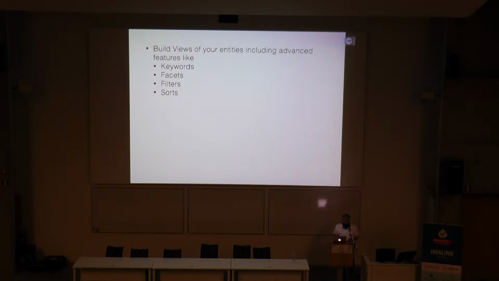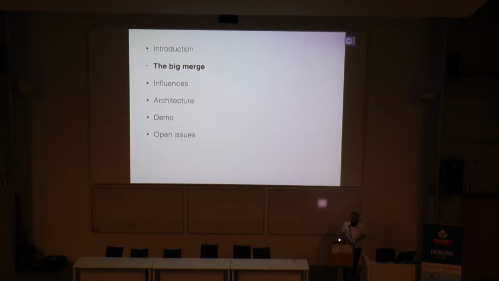We also wanted to have different advanced features like searching on keywords or free text search, having facets and filters and sorts on search, which was also not possible at the time. So in Drupal 7, there are two solutions to do searching. There's Search API and the related modules, and there's Apache Solr.